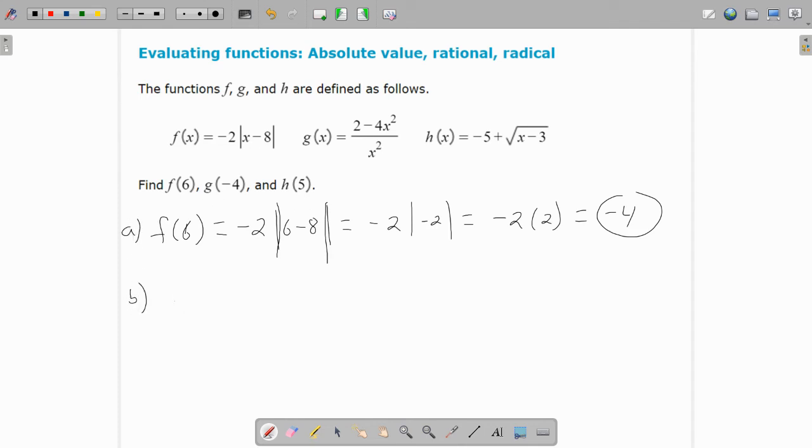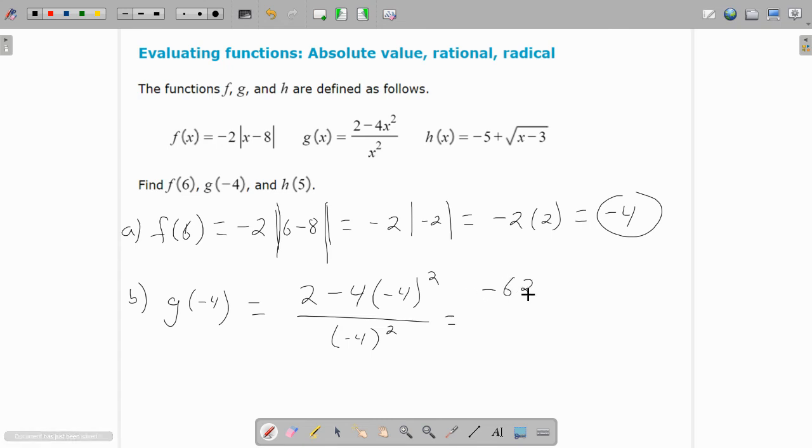B, g of negative 4. So we're going to take our g function, which is right here, and plug in negative 4. Okay, for your calculator not to lie to you, you've got to put that in parentheses. Same thing with the bottom. Okay, so if you do the top right, 2 minus 4 times negative 4 squared, you should get negative 62 over 16.